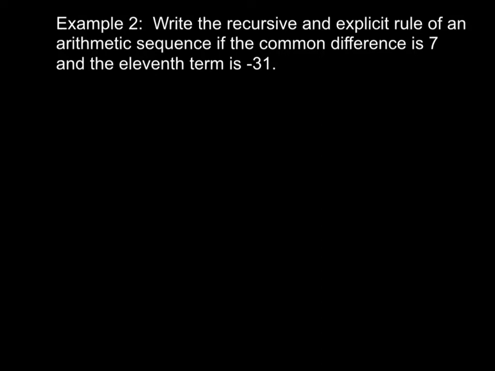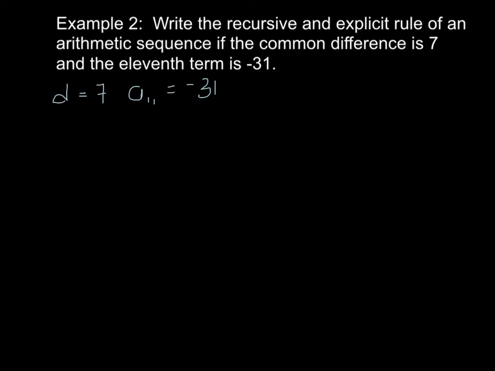Now let's take a look at example 2. Write the recursive and explicit rule of an arithmetic sequence if the common difference is 7 and the 11th term is negative 31. They have given us the common difference of 7 and the 11th term, a sub 11, equals negative 31. In order to write the recursive rule, we need to know the first term and the common difference. To write the explicit rule, we also need to know the first term and the common difference.